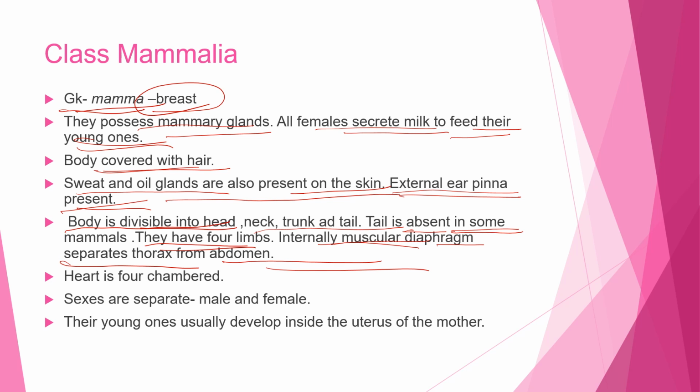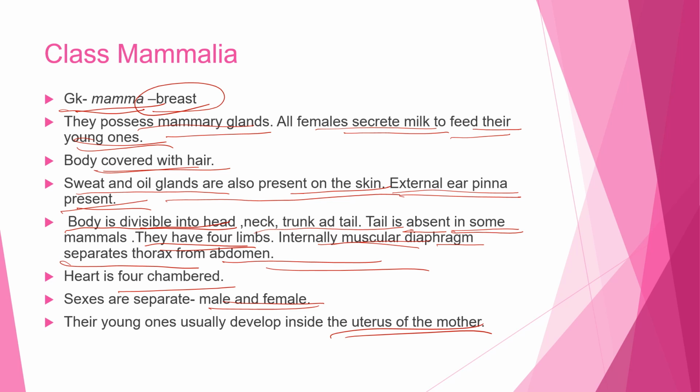Heart is four-chambered, and the sexes are separate. So male and female are all separate. And their young ones usually develop inside the uterus of the mother. So the young ones do not lay eggs. The young ones are not developing outside the body. They are developing inside the uterus of the mother, and then they are giving birth to the young ones. So the next generation is being given birth by the mother itself.